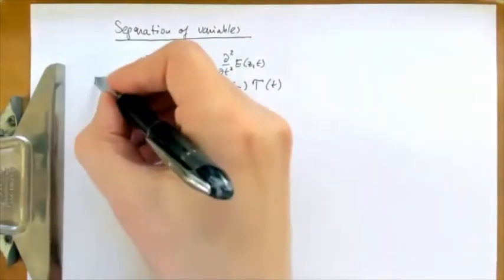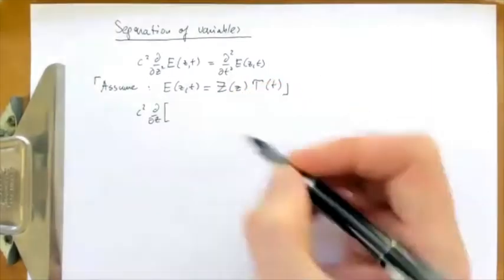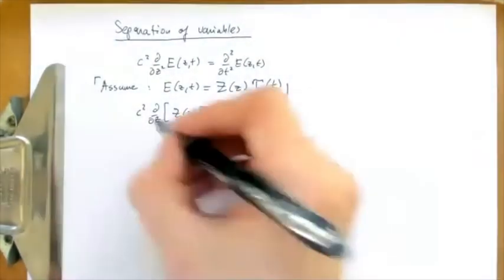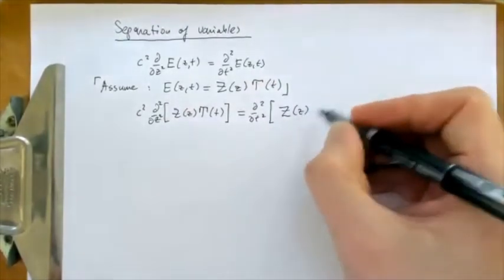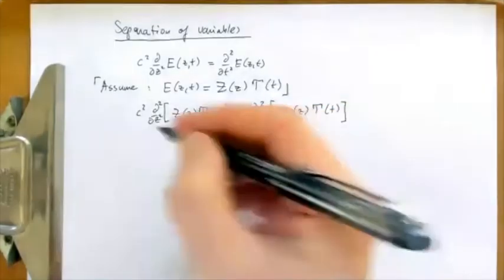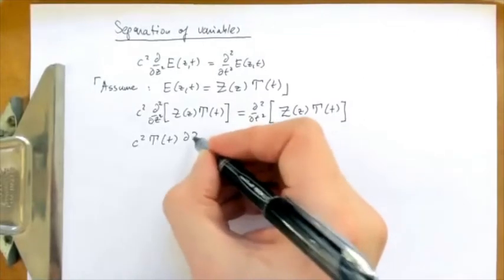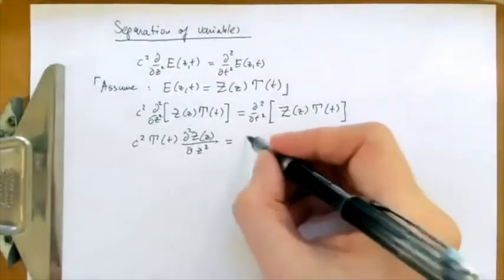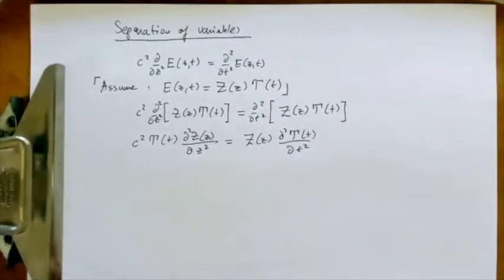So if we assume this, then if we put that in here, we get c squared d/dz squared of Z(z) T(t) is equal to d/dt squared of, again, Z(z) T(t). Now, if I take the derivative of this with respect to z, then this thing is not going to do anything. So I'll end up with a c squared T(t) times the second derivative of that big Z equals, same thing here, except now we have the d/dt only acting on this one, Z. Now we have the d squared T dt squared.